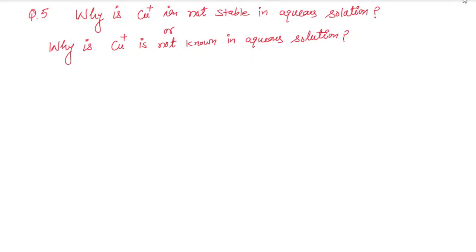Why is copper 1+ ion not stable in aqueous solution, and why is copper 1+ not known in aqueous solution? So copper 1 compounds involving copper 1+ ions are unstable in aqueous solution, and they undergo disproportionation.